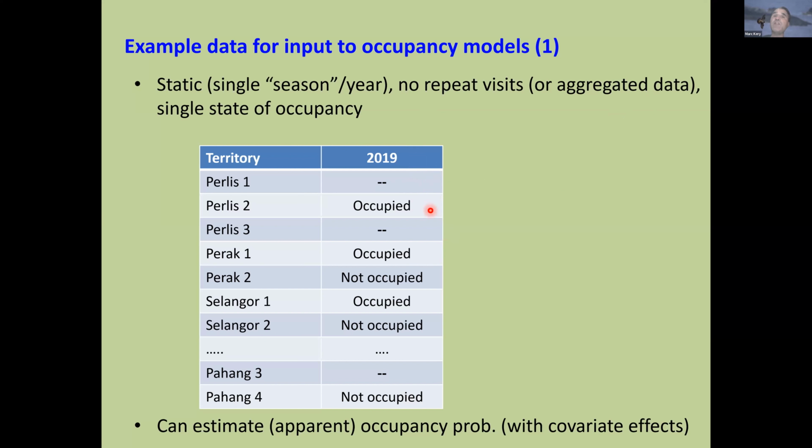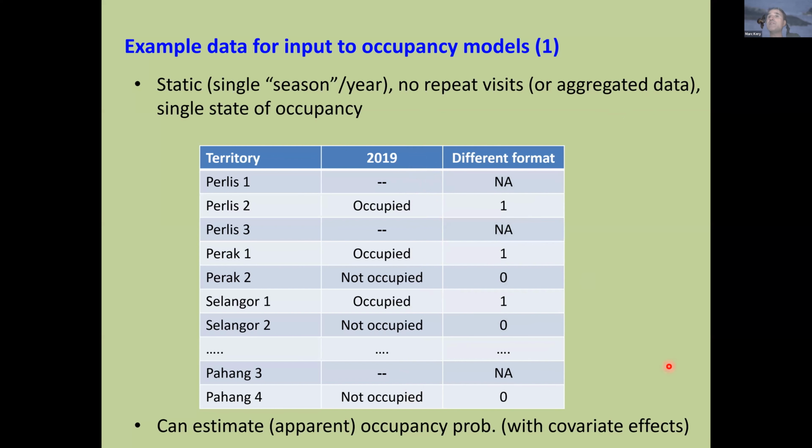Other sites were visited and found to be occupied or not occupied. We can code this in a different format. Non-visited sites give a not available, an NA, and we have a binary coding for occupied and non-occupied. These data allow us to estimate the apparent occupancy probability, ignoring imperfect detection, and we can study covariate effects: what governs whether a site tends to be occupied or not.